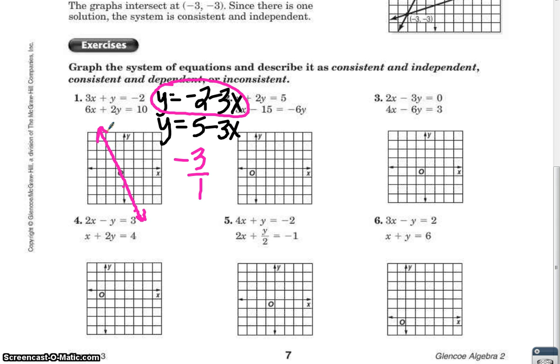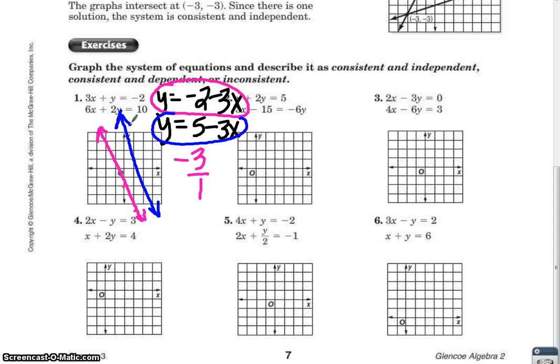Okay, so let's look at the next one. I'll graph this one in blue. Here I have y equals 5 minus 3x. So positive 5 is my y-intercept, and I'm going to use the slope again to determine another line. So I'm going to go down 3 and to the right 1. So here is my second line.